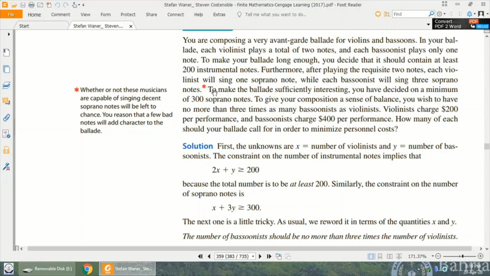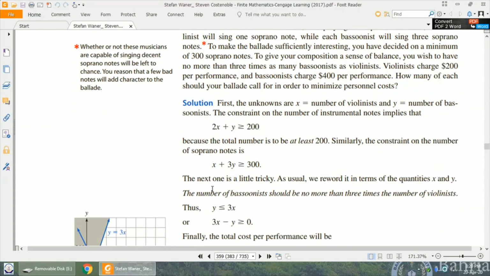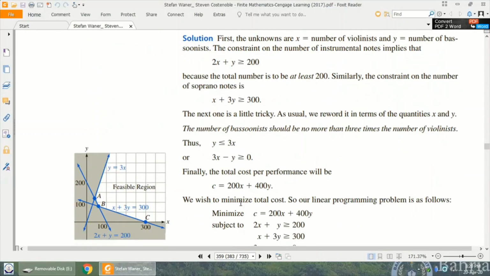And then for the next part, you have to decide on a minimum of 300 notes, where each bassoonist will sing 3 soprano notes. So we have 3, 1. And again, the violinist will be playing only 1 soprano note, so it's greater than or equal to 300. They say that it is a little tricky, and such problems require a bit of practice.